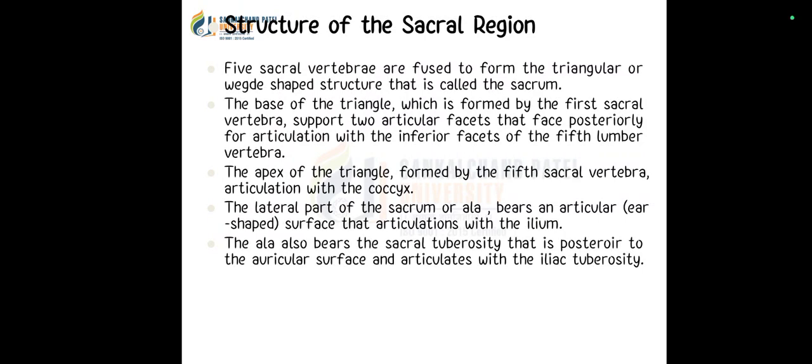Five sacral vertebrae are fused to form the triangular or wedge-shaped structure that is called the sacrum. The base of the triangle, which is formed by the first sacral vertebra, supports two articular facets that face posteriorly for articulation with the inferior facet of the fifth lumbar vertebra. The apex of the triangle, formed by the fifth sacral vertebra, articulates with the coccyx.